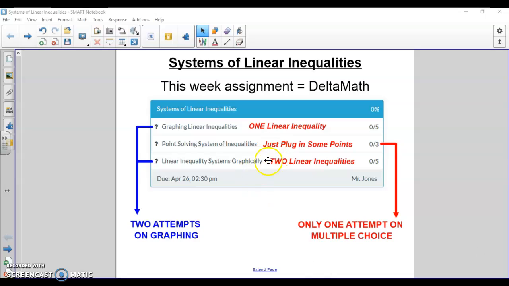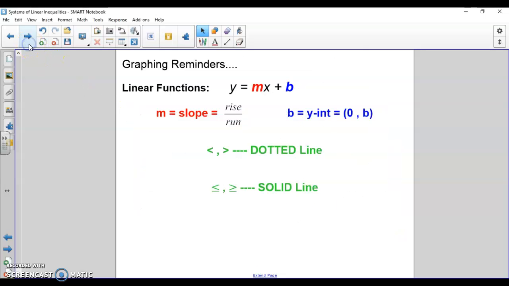We're going to solve those graphically, and I'll walk you through that on Delta Math as well. The graphing you have 2 attempts on, just like we typically have been. You only get one attempt on the multiple choice question. So this middle section where there's only 3 questions is a multiple choice section. So you only get one attempt on those, since it's kind of process of elimination there. But yeah, let's move forward with this.